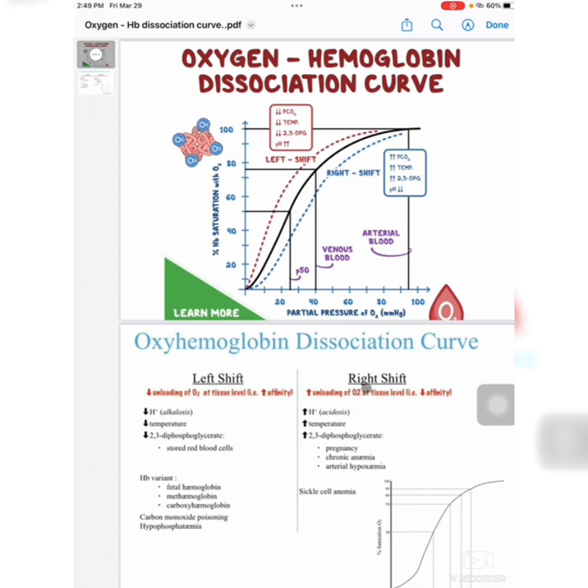And on the other hand, in case of right shift, there are pregnancy, chronic anemia, arterial hypoxemia, and sickle cell anemia. In these diseases, the curve is shifted to the right side. I think now you've got a clear conception of the oxygen hemoglobin dissociation curve.